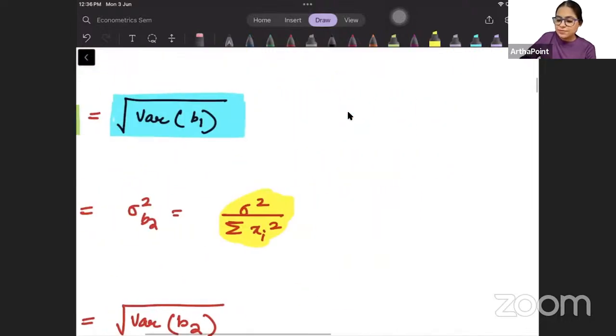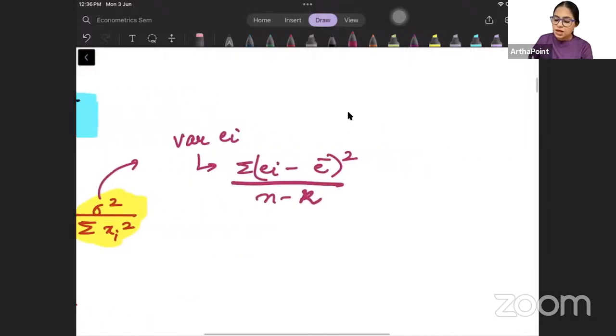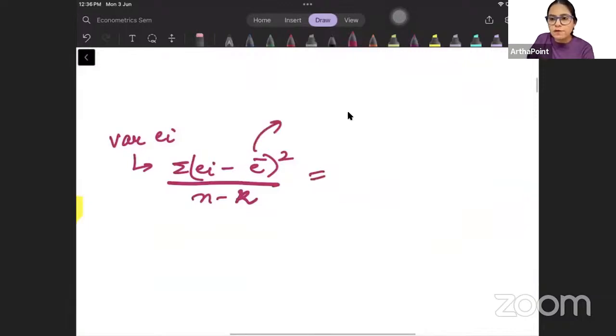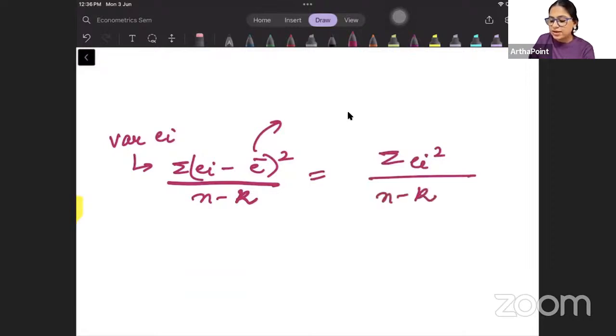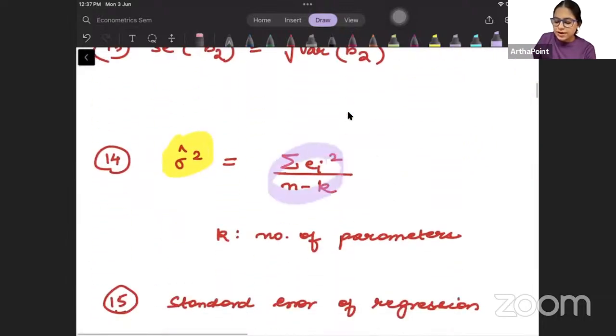Now we ask about how to find sigma square. और ये sigma square है क्या? So this sigma square is actually the variance of the error term. The variance of error term can be written as summation EI minus E bar whole square divided by n minus k. Now, we know that mean of the error term is 0. So this will be summation EI square, ये 0 हो जाएगा यहाँ पे, divided by n minus k, where k is number of parameters.